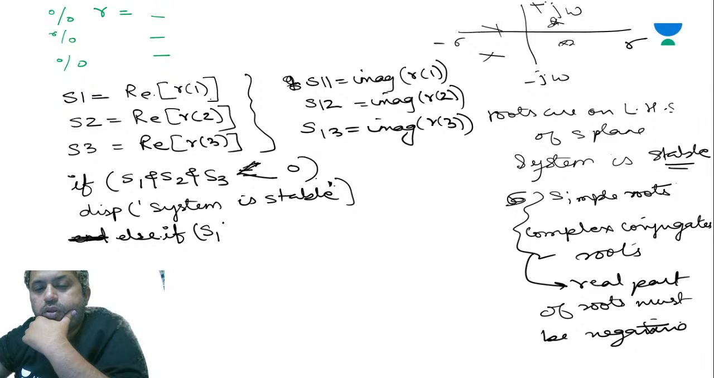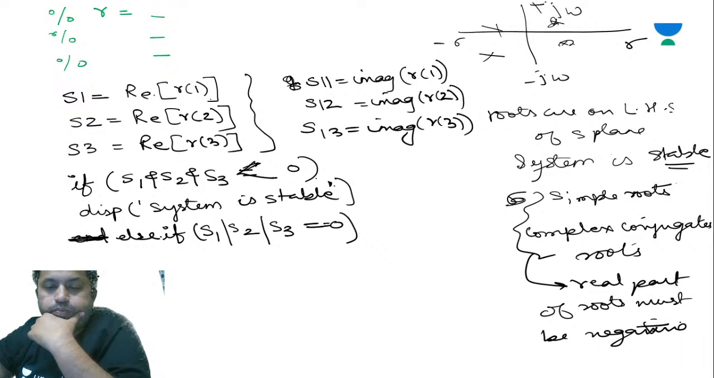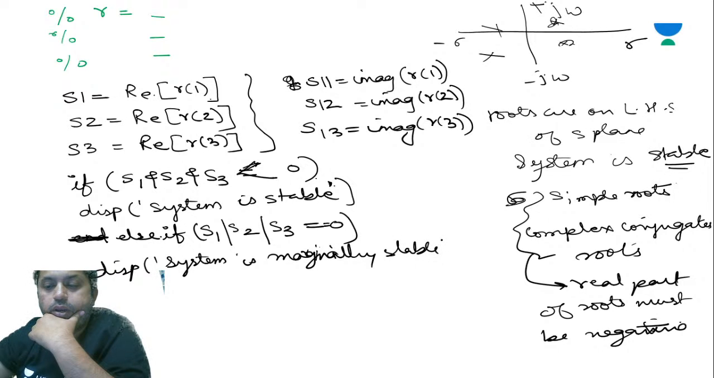S1 or S2 or S3 equal to 0, display system is marginally stable. Bracket close.